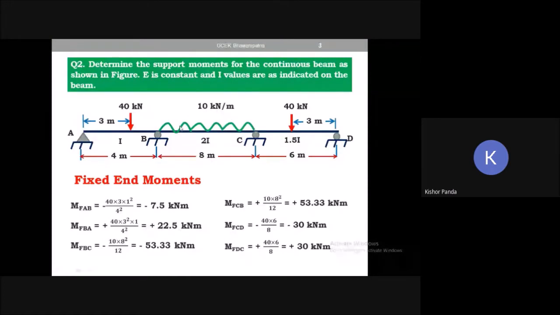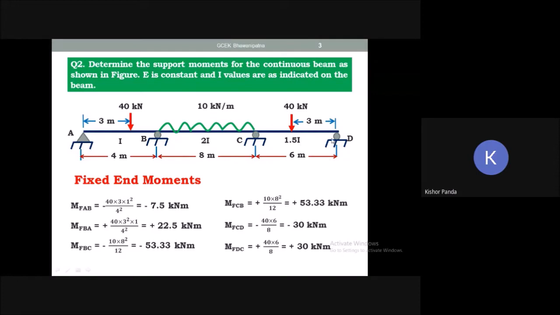Then on span BC, here there is a uniformly distributed load, and due to this UDL, find out the fixed moments MFBC and MFCB. MFBC is equal to minus 10 into 8 square by 12, which is equal to minus 53.33 kilonewton meter. Then what is the moment MFCB? MFCB is equal to plus 10 into 8 square by 12, which is equal to plus 53.33 kilonewton meter.